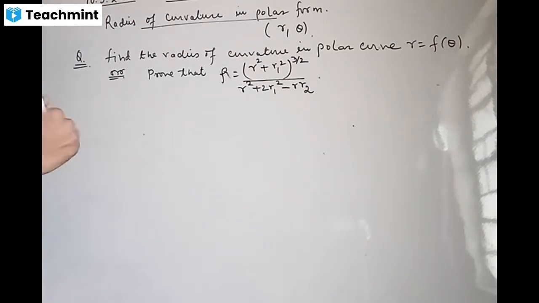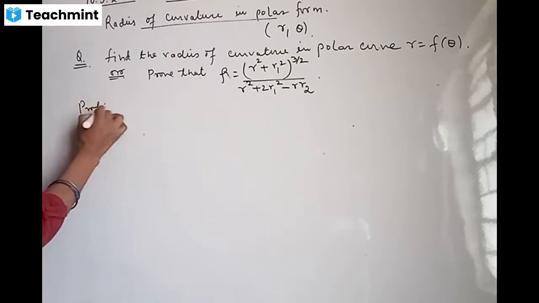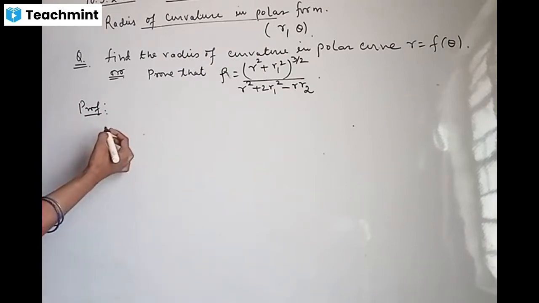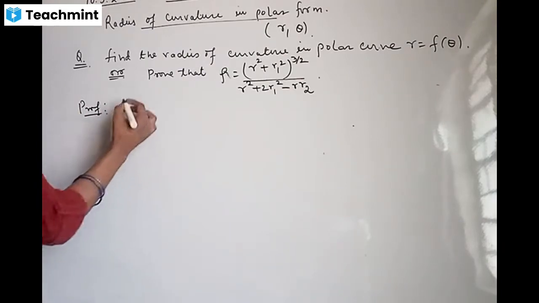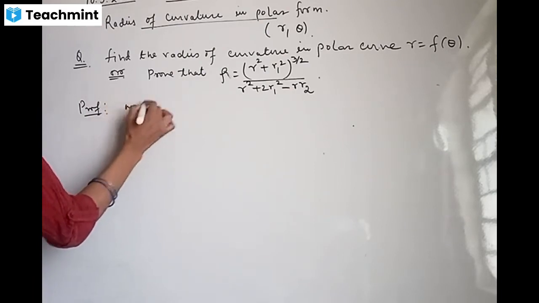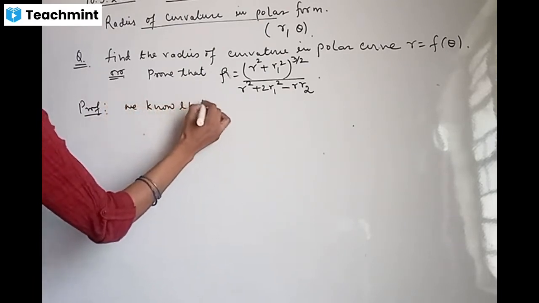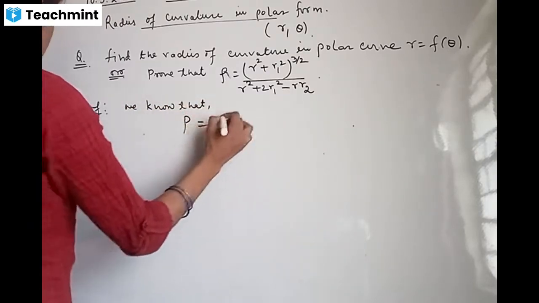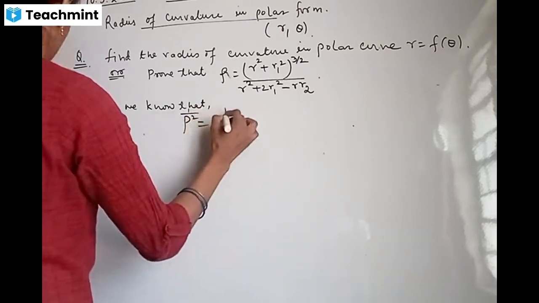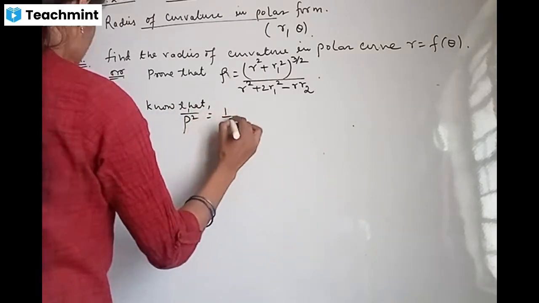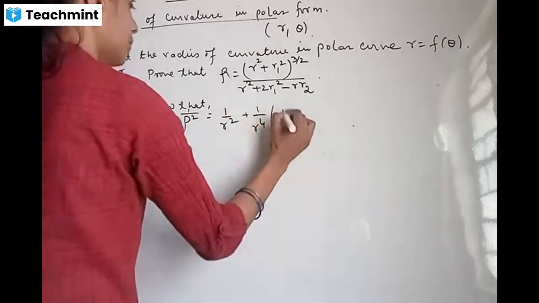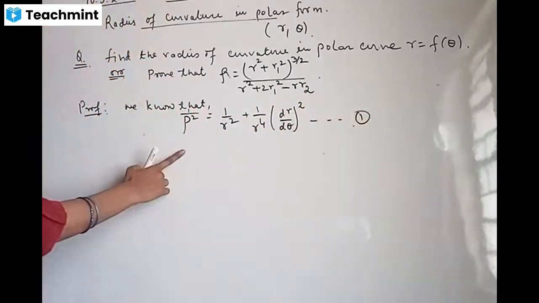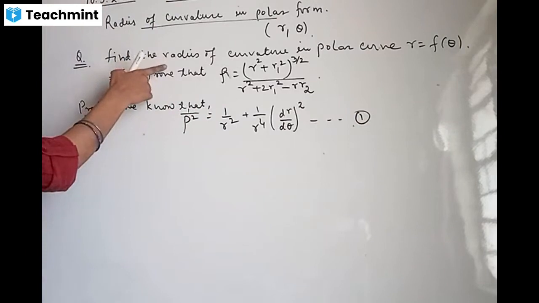Okay. So let's do the proof of this theorem. What we do, we first use the formula from the previous chapter, that is the equation of tangent. What we have learned there, we learned that the perpendicular distance from the pole, that is P, is given as 1 by P square equal to 1 by r square plus 1 by r4 dr by d theta square. In the previous lecture we have proved it. So we are going to use this formula here to prove this radius of curvature.